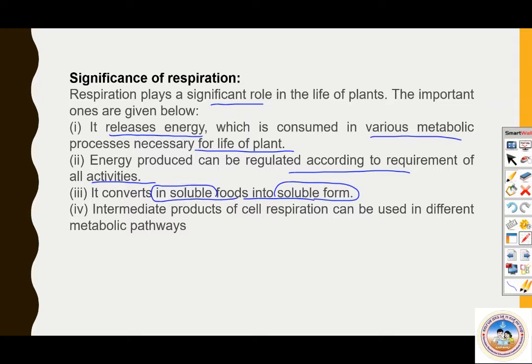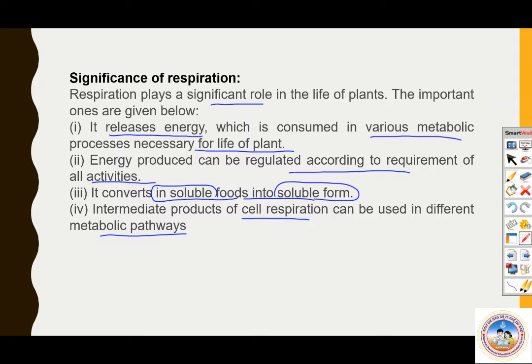Now, intermediate products of cell respiration can be used in different metabolic pathways. Intermediate, for example, could be pyruvate. If the pyruvate which is formed is also used in the Krebs cycle. Like that you have PGA also. Yes or no? Even PGA is used in your Calvin cycle, if you have seen about it. Am I clear? So any intermediate product which is formed is used in other metabolic processes.